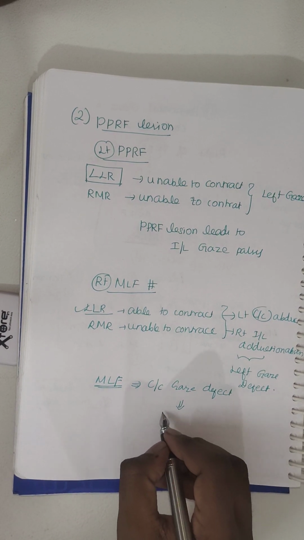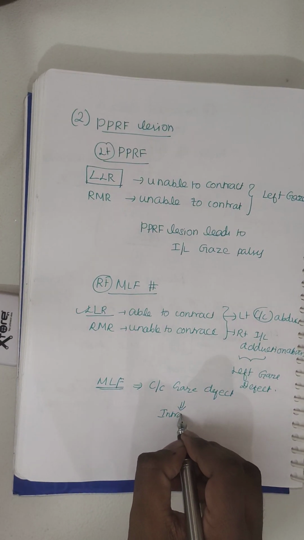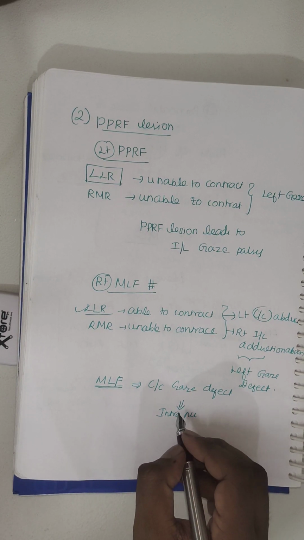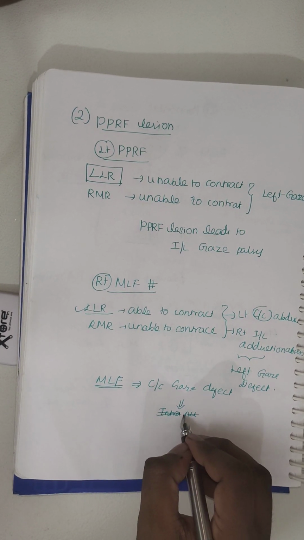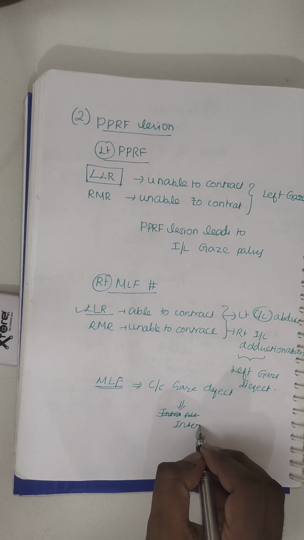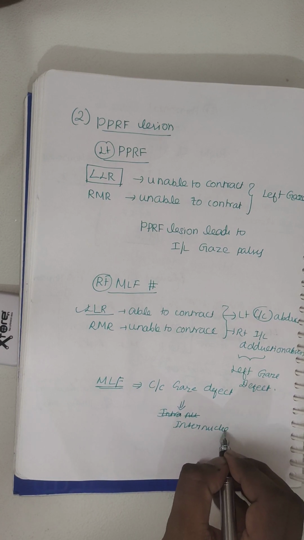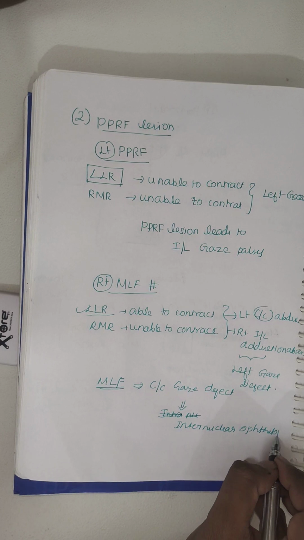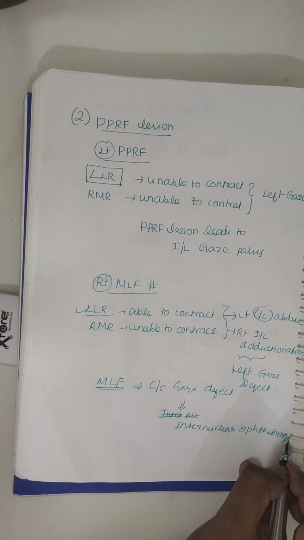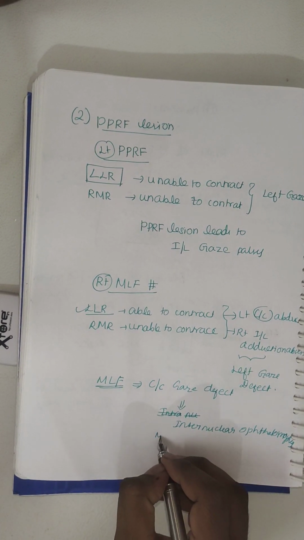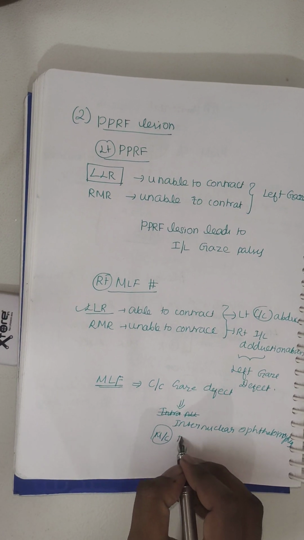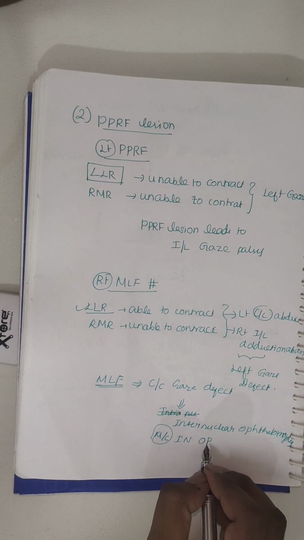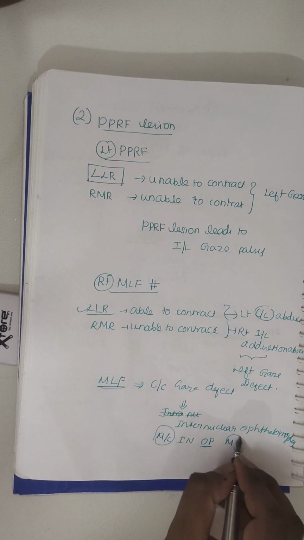This condition is known as internuclear ophthalmoplegia. The most common cause of internuclear ophthalmoplegia is multiple sclerosis.